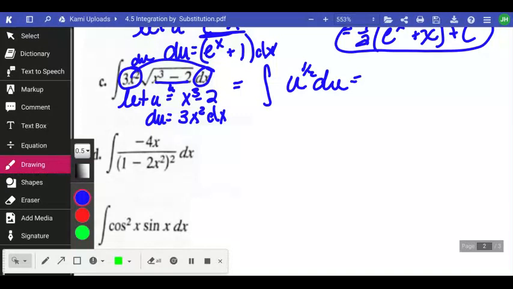Okay, so then we do the antiderivative of that. It's not as pretty as before, but we'll increase the power by 1 and then divide by that. Keeping in mind, when you divide by a fraction, it's the same as multiplying by the reciprocal. All right, so what is the antiderivative of u to the 1/2?